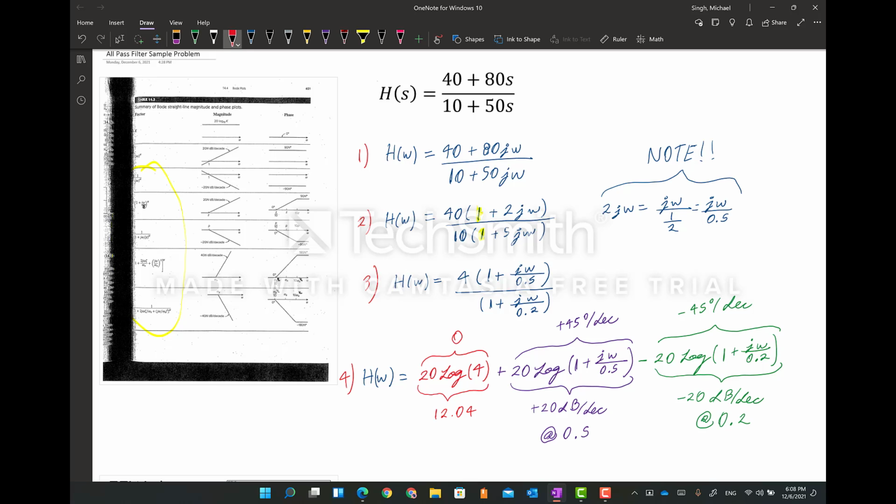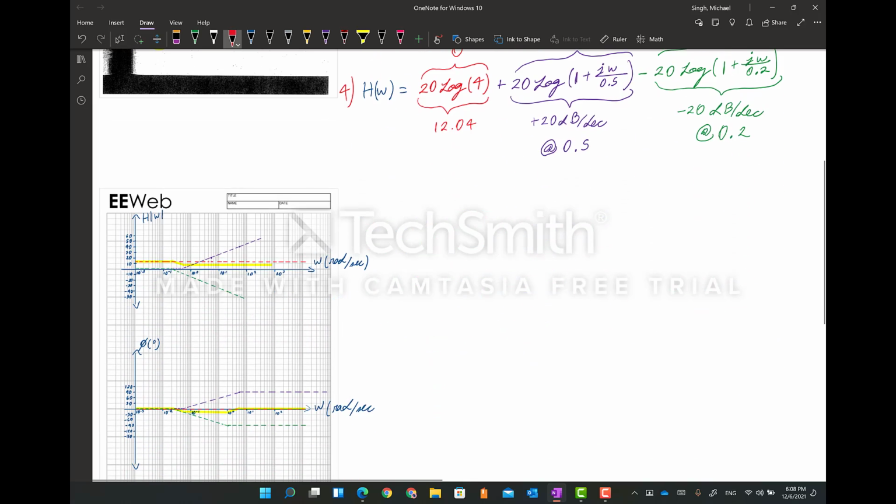and a 0 constant for the phase plot. And the 20 log of 1 plus j omega divided by 0.5 is going to give us a 20 decibel per decade positive slope happening at 0.5 in the magnitude plot, and a plus 45 degrees per decade slope in the phase plot. And then the negative 20 log of 1 plus j omega over 0.2 is going to give us a negative 20 decibel per decade slope happening at 0.2, and a negative 45 degrees per decade slope in the phase plot.